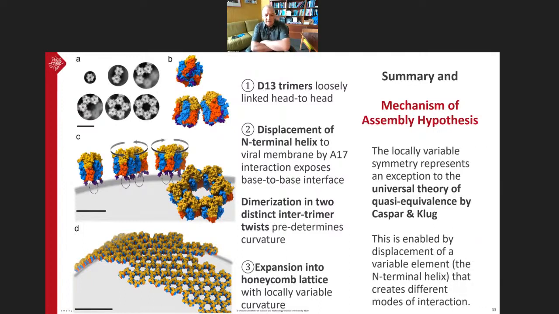There is just a note on the side that Don Caspar and Aaron Klug, in the 70s, put forward their universal theory of quasi-equivalence, where you have building blocks that lead to the assembly of icosahedral assemblies, but also other assemblies by means of the triangulation number. And this has been very helpful for explaining the symmetries of many viruses. And it seems like our structure is an exception to this rule.